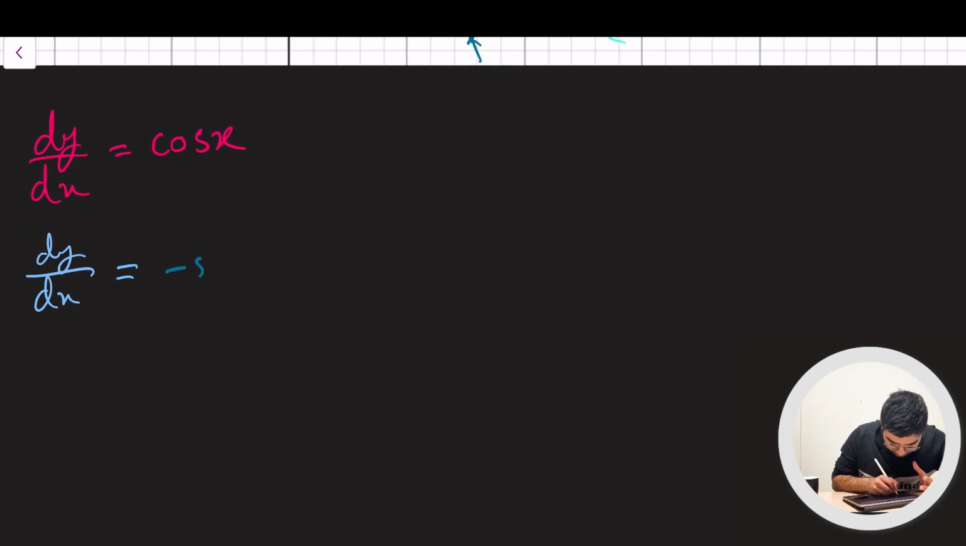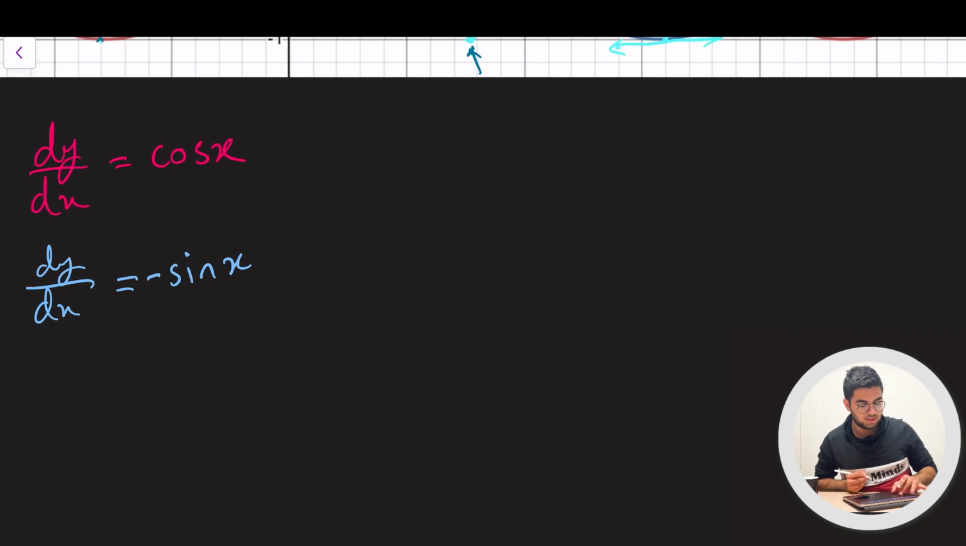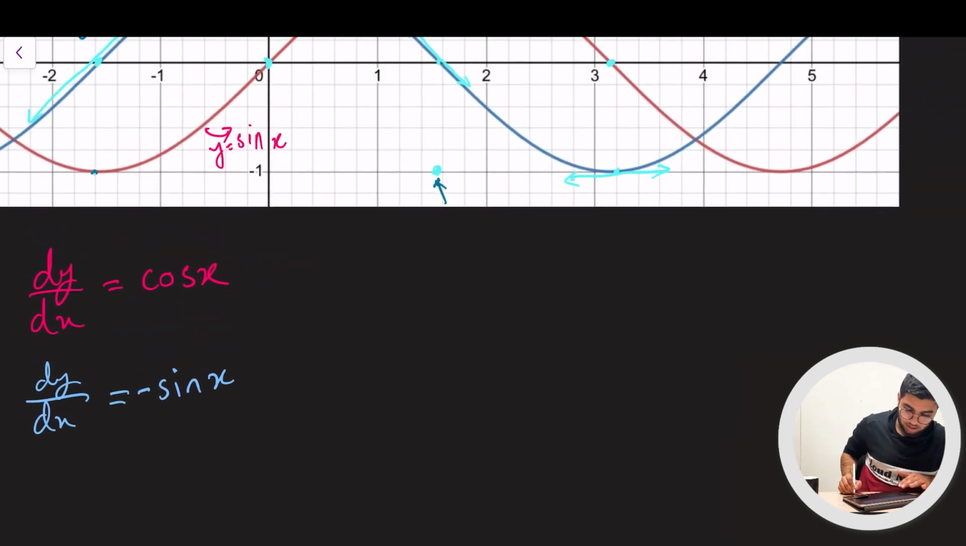And there we have it. Let me just write that with a different color. There we have it: the derivatives of sine of x and cos of x.